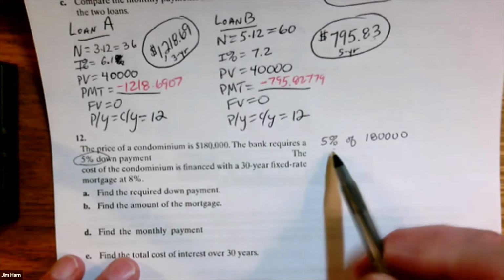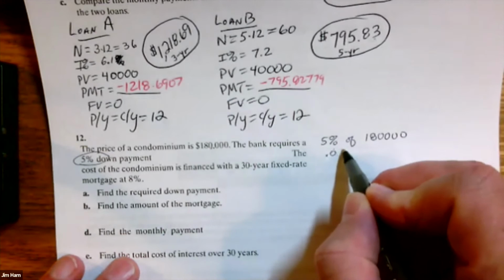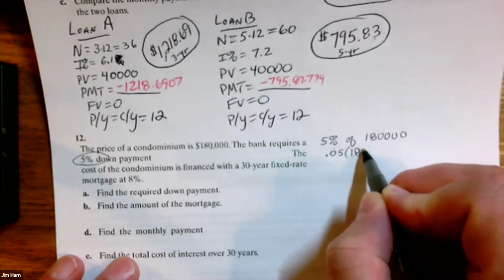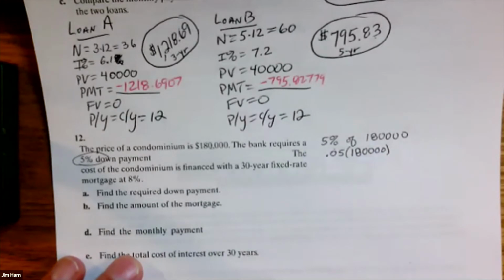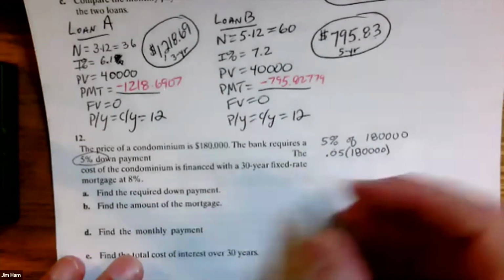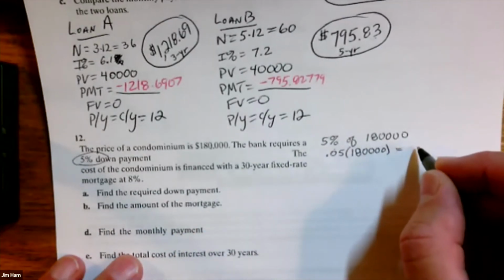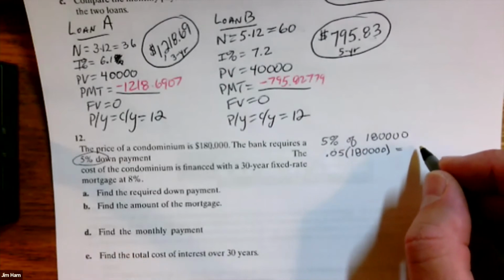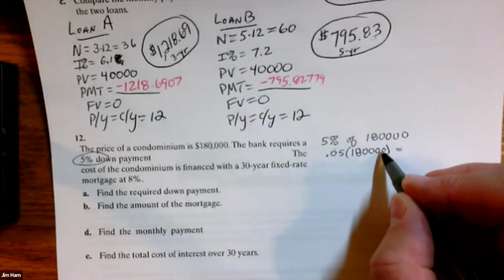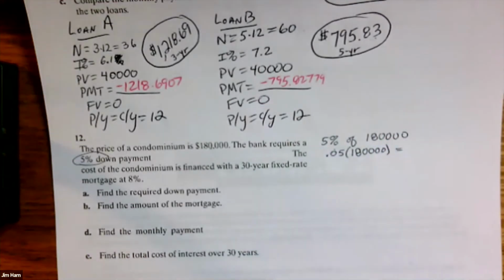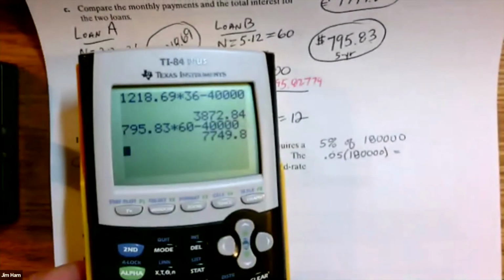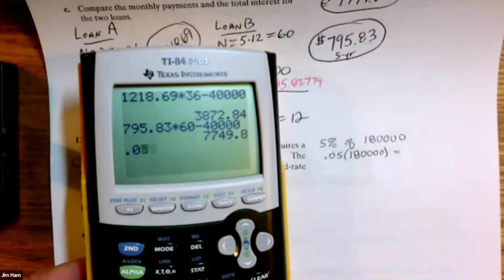So the first calculation is to multiply 5% times the 180,000. And, you know, that turns out to be a nice, huge chunk of money. What is it? Is it 9,000? Half? Oh, 900? More than that. 9,000? All right.